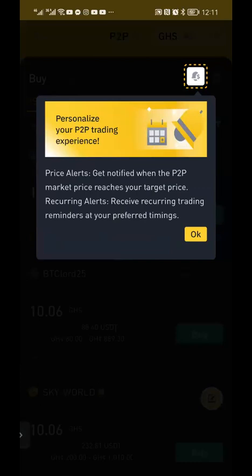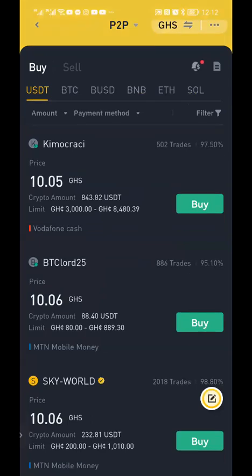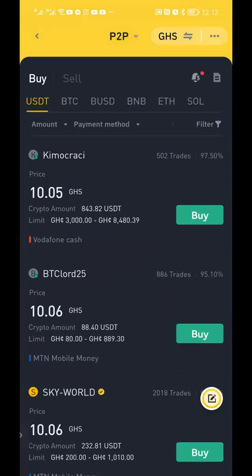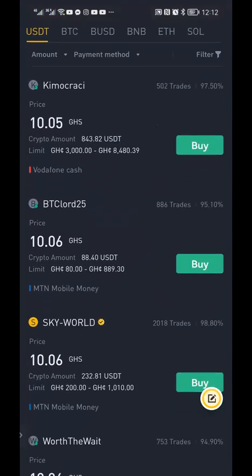All right. So mostly pop-ups for you to just glance through and know what they are talking about. So your price alert, get notified when P2P market price reaches target and all the stuff. All right. So the most important thing is to get the right people to buy from. So at least the verified people.